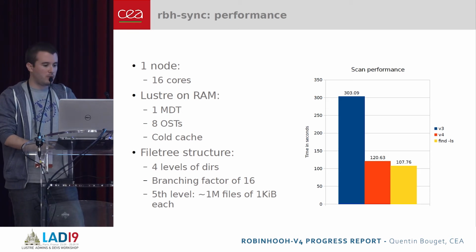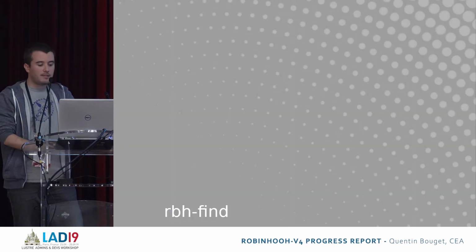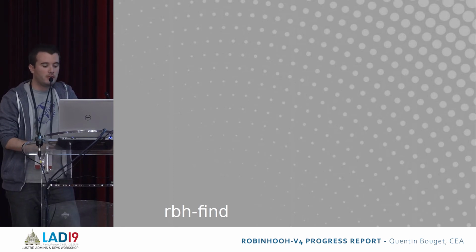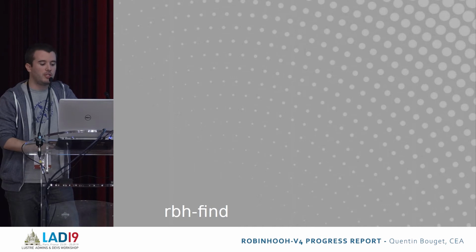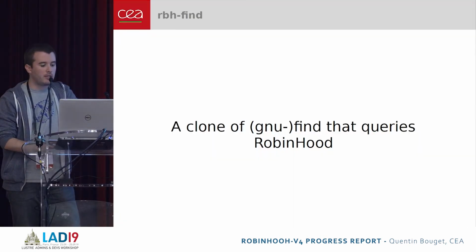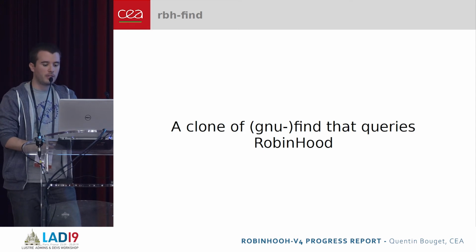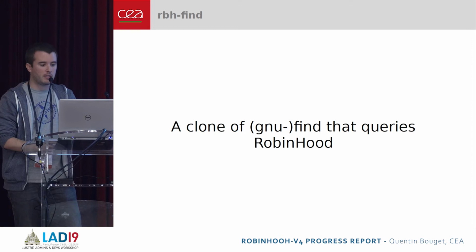But that's a pretty good number, I think. The next application is RobinHood Find. So, of course, after you've populated your database, what you probably want to do is query it. And that's what RobinHood Find allows you to do. It's basically a clone of GNU Find, except that instead of a file system, it queries a RobinHood backend.